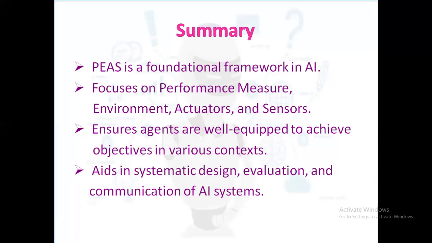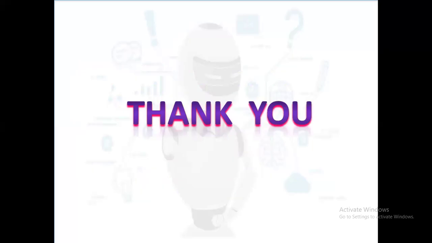The performance measure defines how success is measured. The environment describes the context in which the agent operates. The actuators are the mechanisms through which the agent interacts with the environment, and the sensors enable the agent to perceive the environment. So this framework aids in clearly defining an agent's capabilities and purpose, facilitating communication of its design and making it easier to assess its performance in achieving its goals.